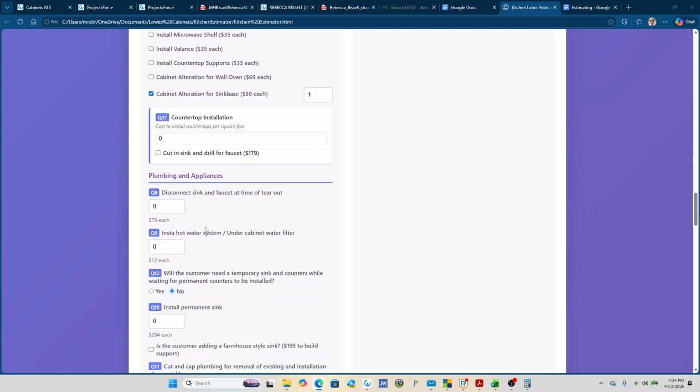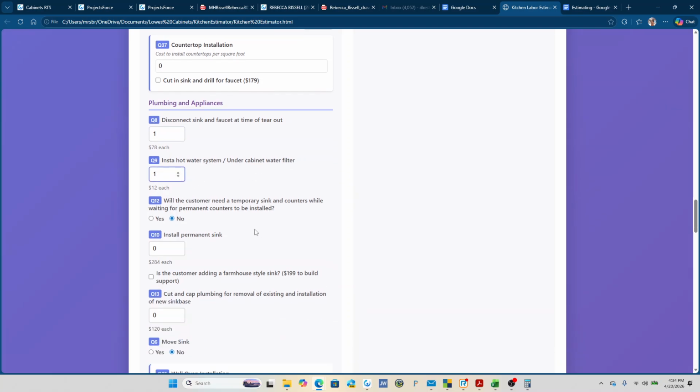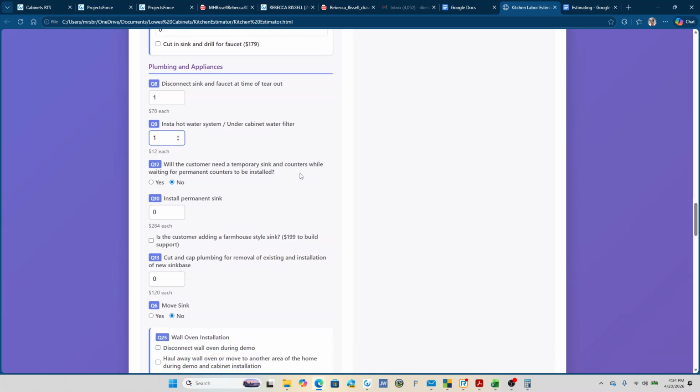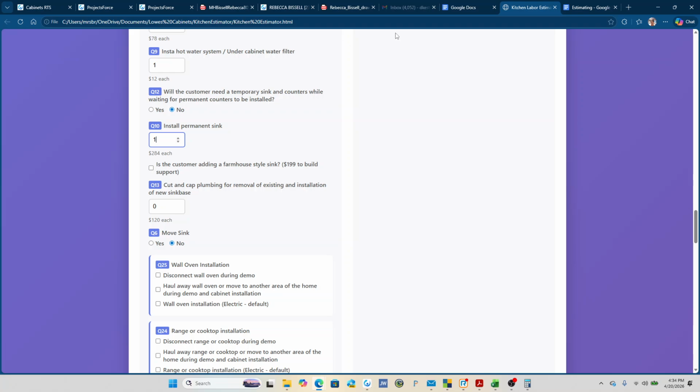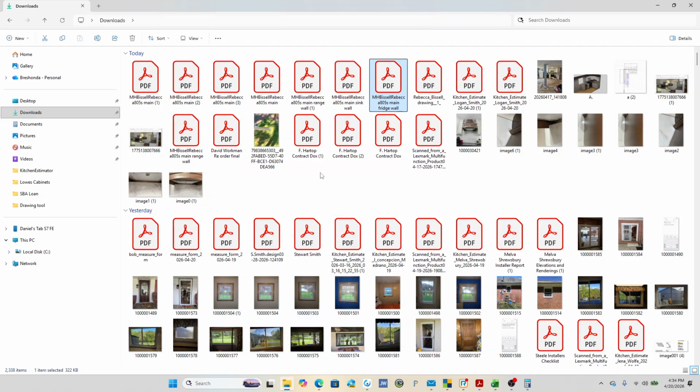All right, so we've got plumbing and appliances. Yes, we're going to disconnect the sink at the time of tear out. All right, there is a hot water heater in there, which is $12. It's kind of a joke to take it out, but hey, we're going to. No temp sink, but we are going to install a permanent sink. I don't know if they're adding a farmhouse sink. Let's take a look at what we've got again in our documents. He has the main sink wall.